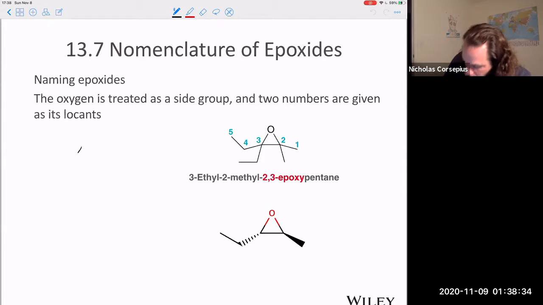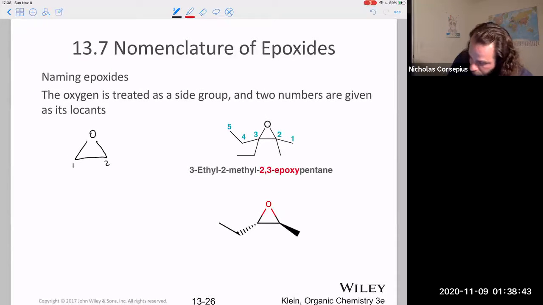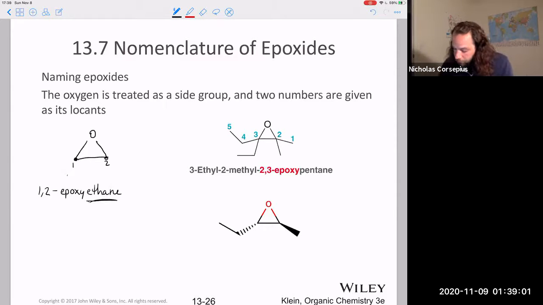So before we get onto this complicated one, let's just look at the simplest one here. And then you number your parent chain 1, 2. And then you actually refer to the position of the epoxide group with both of those carbon numbers. So this would be 1,2-epoxyethane, right? It's a 2-carbon parent chain, so that's why it's an ethane. My epoxy groups are located on carbons 1.